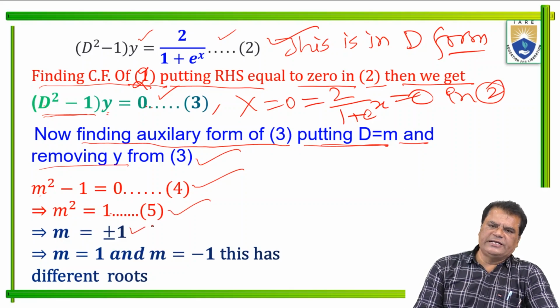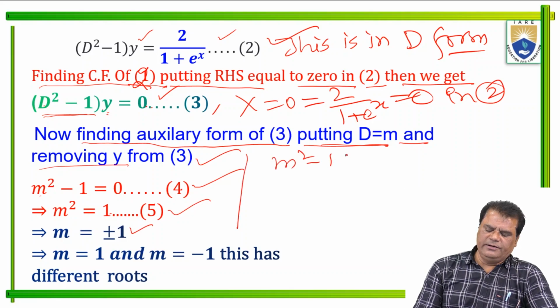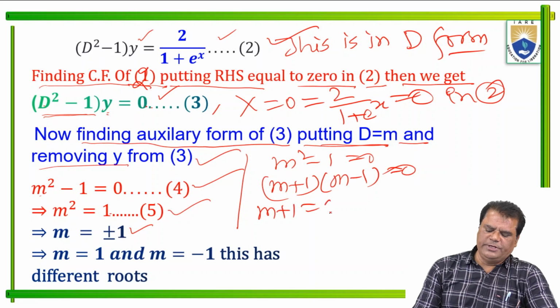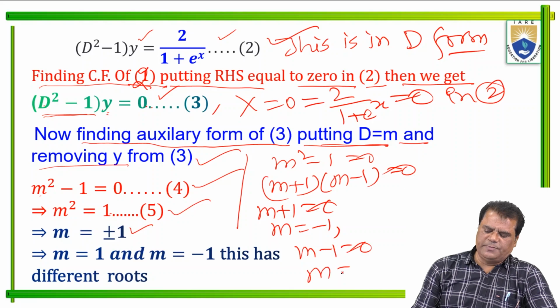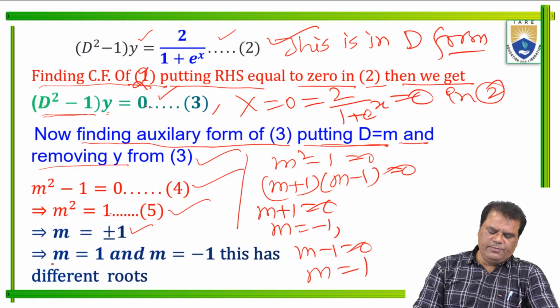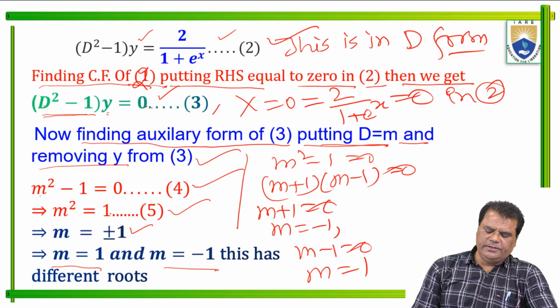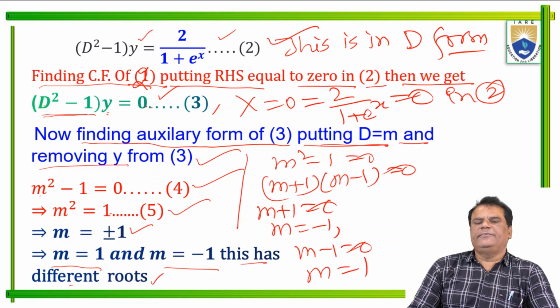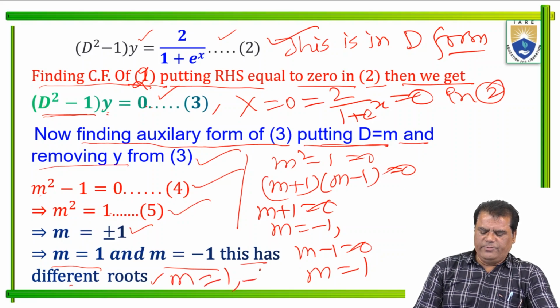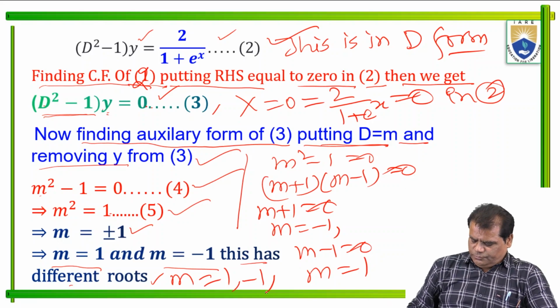m equal to plus minus 1 after factorizing this. Factorizing m square minus 1 equal to 0, we get (m plus 1) and (m minus 1) as factors. So m plus 1 equal to 0 means m is minus 1, and m minus 1 equal to 0 means m is plus 1. So here m is plus 1 and m is minus 1. The auxiliary form has different roots: m is 1 and minus 1, two roots.